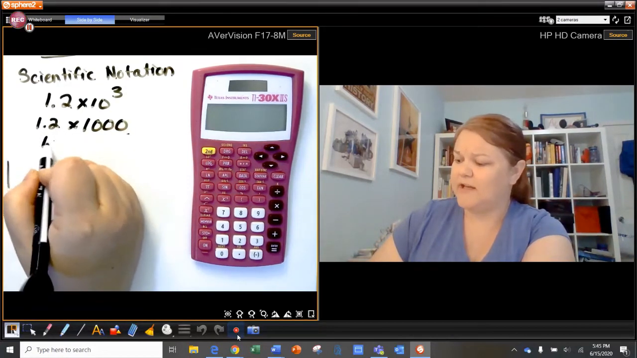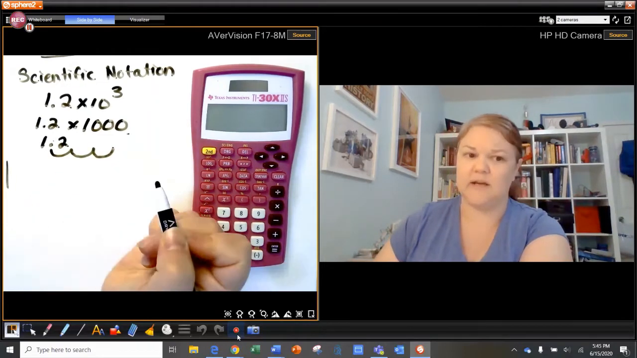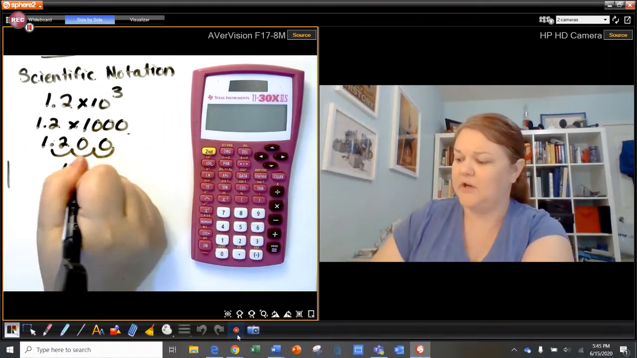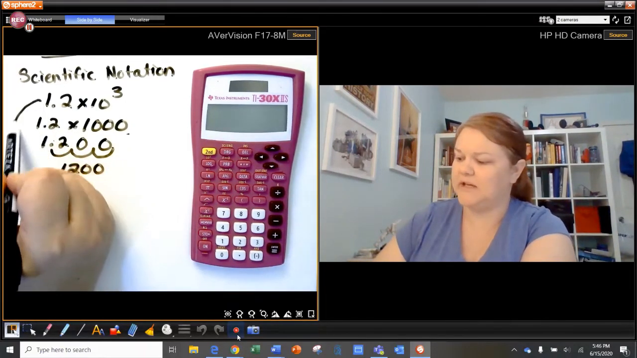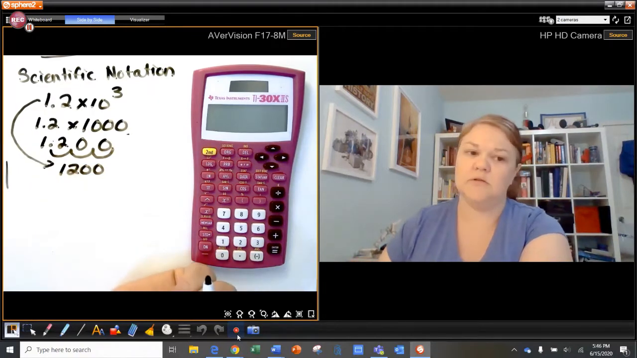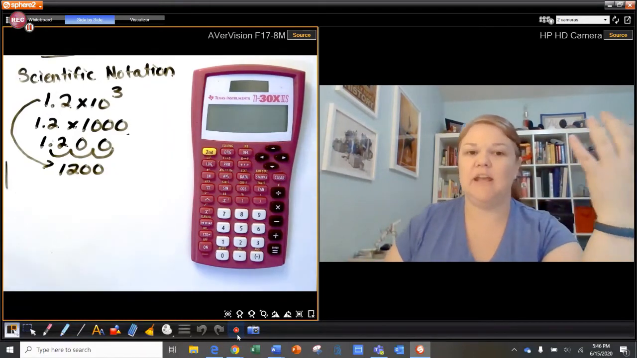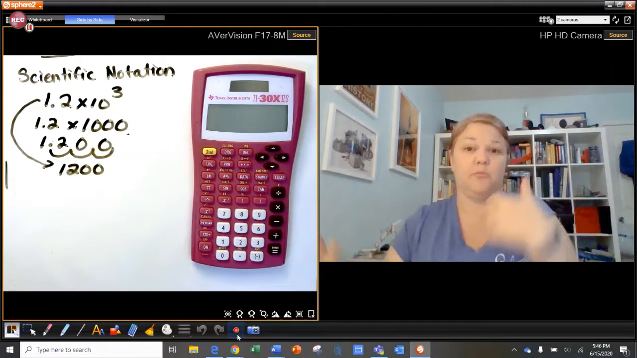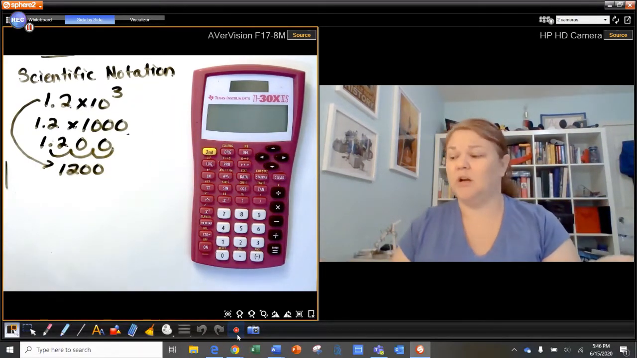So I would move my decimal in 1.2, 1, 2, 3 times. Throw in some zeros and take my decimal out. So really what this number is, this 1.2 times 10 to the third, is really 1,200. So it's not some crazy number. It is exactly the same as any other number. So if we were doing math with this, we're going to approach it the same way. We just might type it into our calculator different, but it's still just a number.